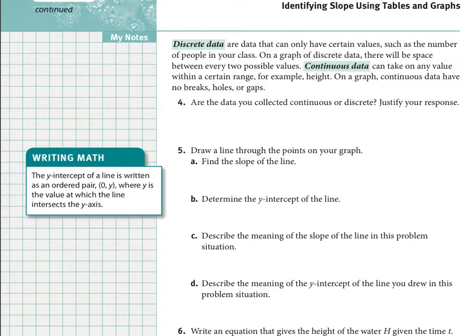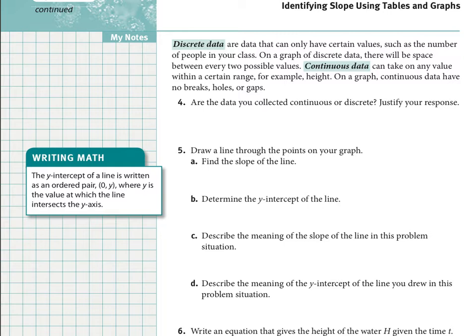Let's keep going. Discrete data are data that can only have certain values, such as the number of people in your class. So on a graph of discrete data, there will be space between every 2 possible values. Now continuous data, so there's 2 types of data. Continuous can take on any value within a range, for example, height. If you think about your height, as you grow, you go through all of the values. You're not 5'1" one day and then the next day 5'2". You gradually went through every value.